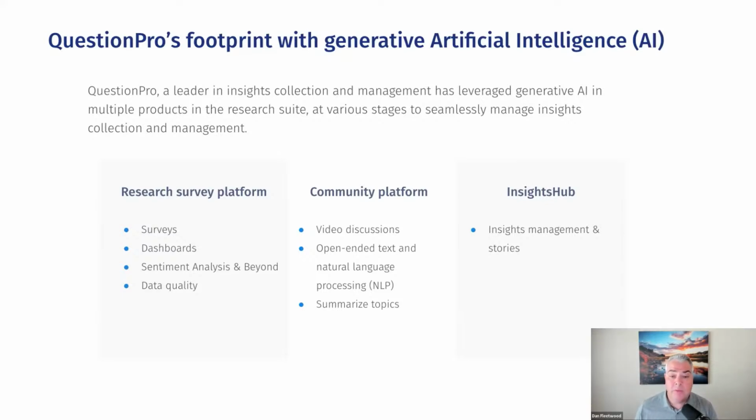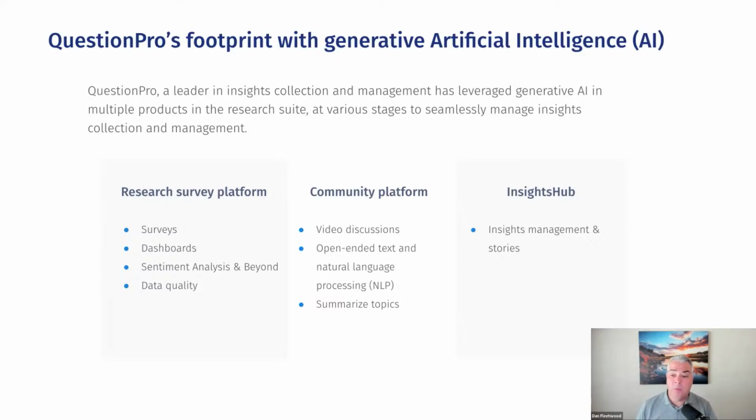Also, in our community platform, we're utilizing AI inside of our video discussions module. We have open-ended and natural language processing. We're utilizing it to summarize our topics module. Think about it like a form, and you have many responses from your members in the community platform, and you want to be able to quickly summarize those topics. What are the three most important points? That's what we're utilizing AI for.